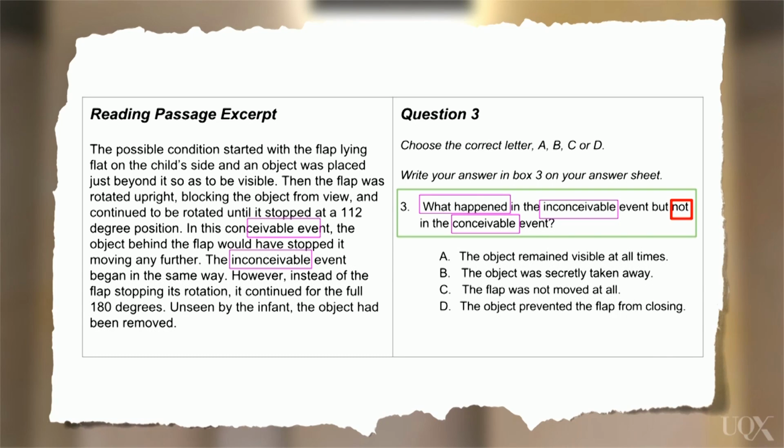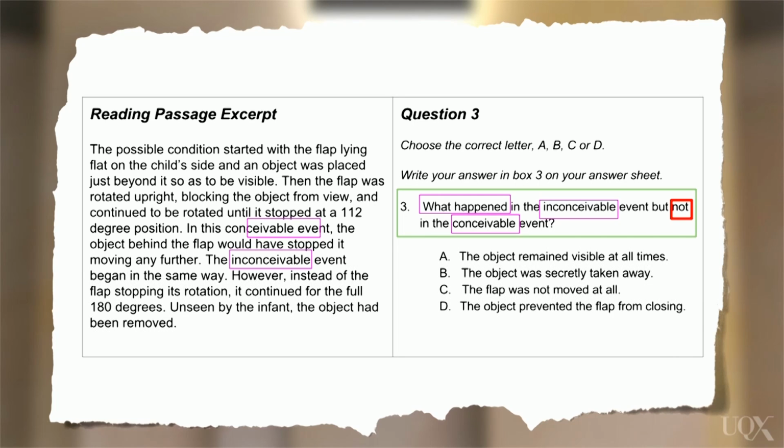Next, let's look at the question and the options again. Remember, we want to know what happened in the inconceivable event. Was it A? Did the object remain visible at all times? Think about what this means and how it could be paraphrased. So, to put it another way, could it be seen all the time? What about B? Was the object taken away? How could this be paraphrased? For example, a synonym for taken away is removed. Let's look at C. So it says that the flap didn't move. And D, it says that the object prevented the flap from closing.